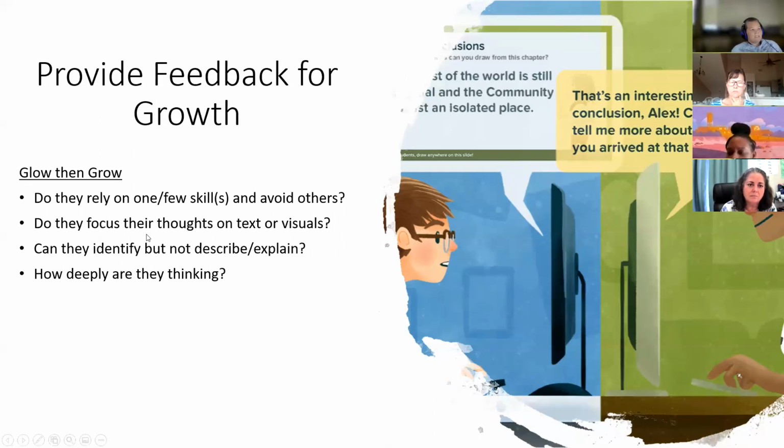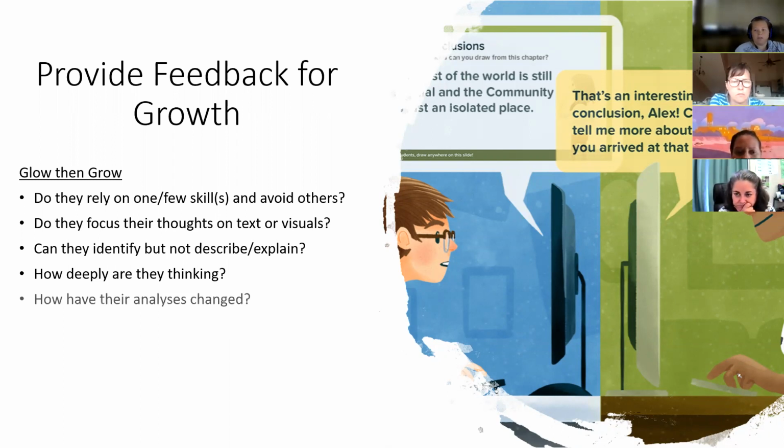So when I'm listening to them, I'm thinking, are they relying completely on visuals that they're giving responses to? Are they relying on what we read and not what someone else said when they're giving feedback? Are they describing and not explaining? Or are they identifying and not describing? How deeply are they thinking? So those are the kinds of categories of things to look for.